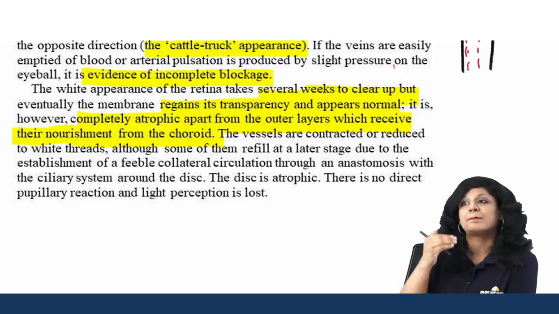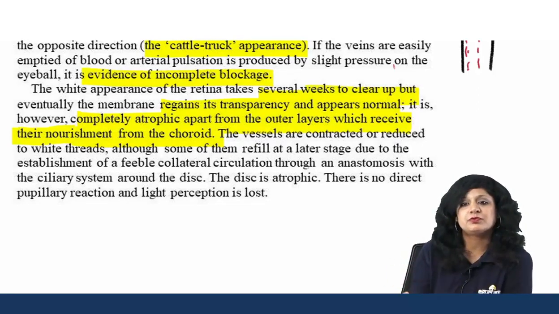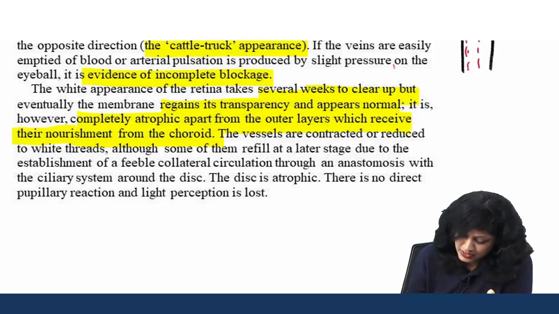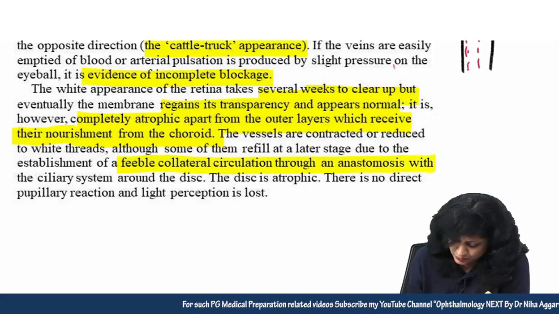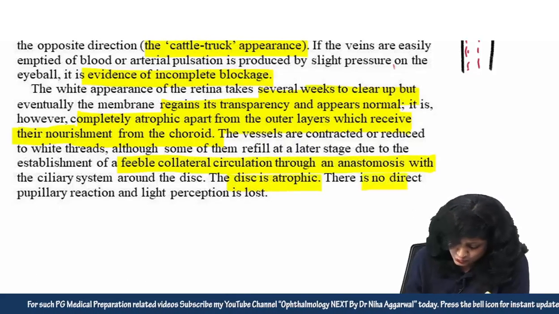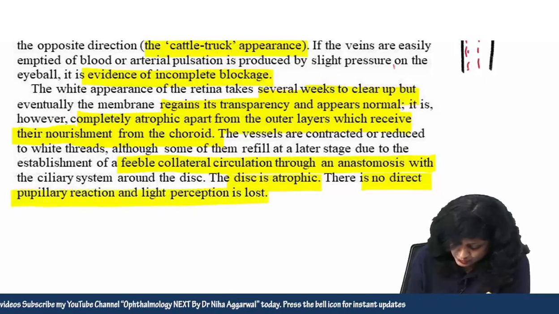But if you compare it from the outer layers which are getting its nourishment from the choroid, it is completely atrophied. The vessels are contracted, reduced, and you can also see just a feeble collateral circulation through the anastomosis. Disc will become atrophic. No direct pupillary reaction, the perception of the light is also lost.